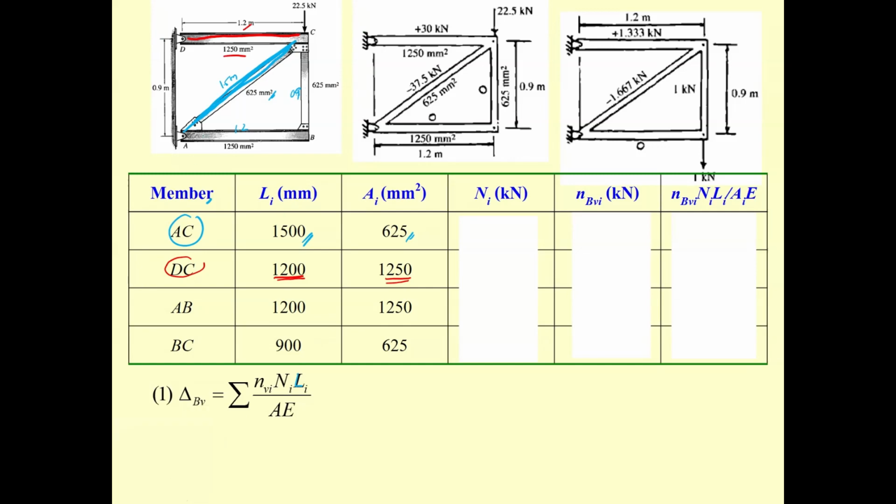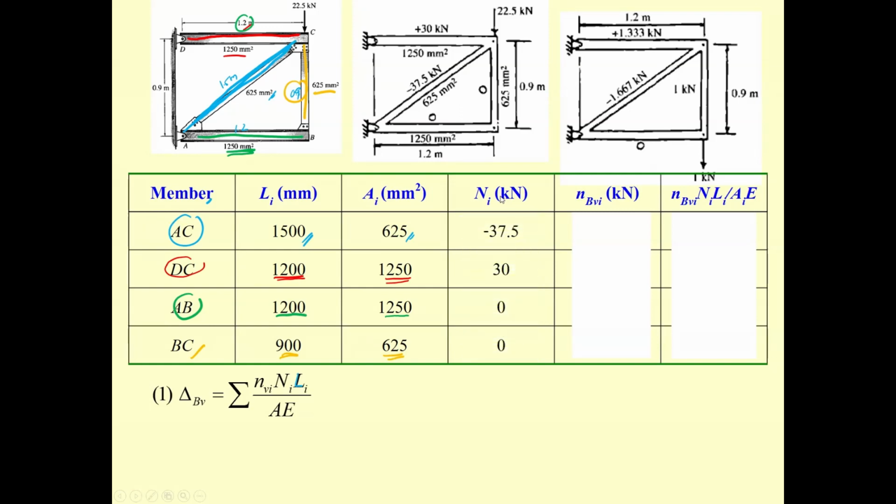Now move to the AB. Okay, AB is over here. AB has the length equal to 1,200. The area of this one is 1250, and the last one that we have is going to be BC. Okay, BC is over here. The length is going to be 900 millimeter. Area going to be 625.